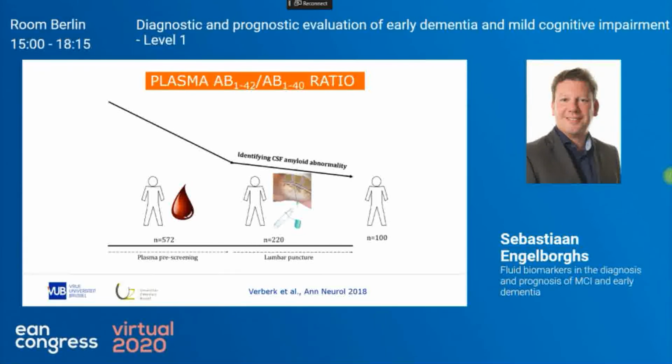Plasma A-beta 42, as well as the A-beta 42/40 ratio, is currently under evaluation, and we expect it to be a promising biomarker for pre-screening purposes, for example, for clinical trials. Those who are positive in plasma will need a lumbar puncture or an amyloid PET for confirmation of the amyloid status of the subject. But by using this plasma ratio of A-beta, the number of subjects that have to undergo a lumbar puncture or an amyloid PET can significantly be reduced.